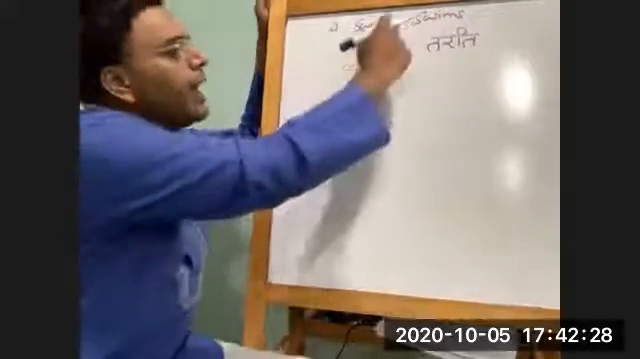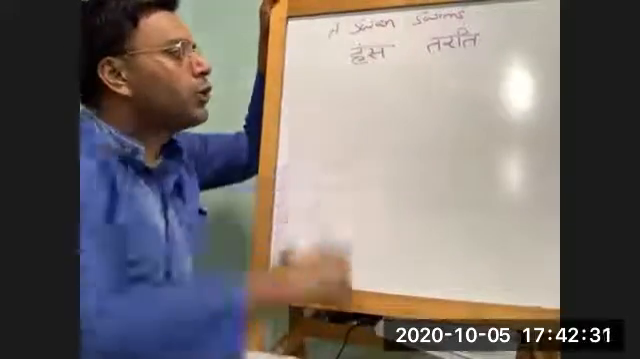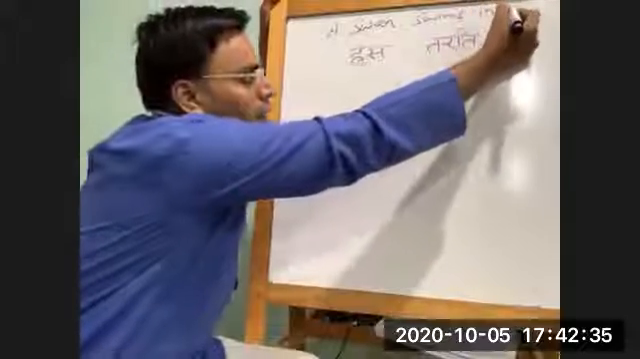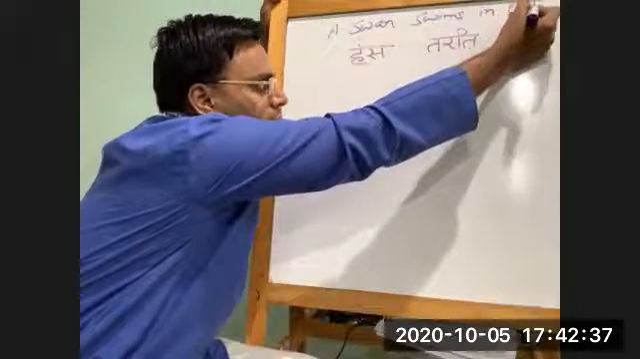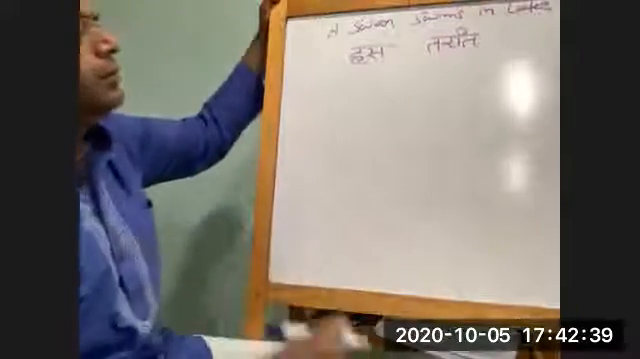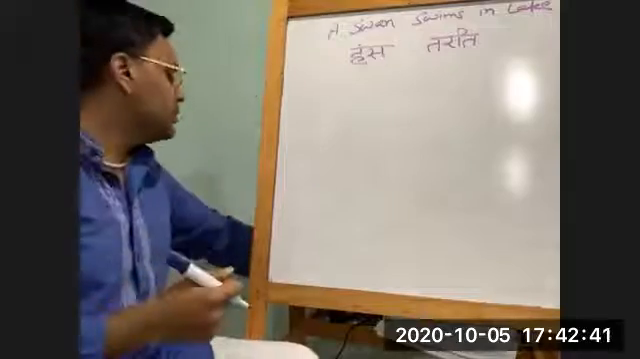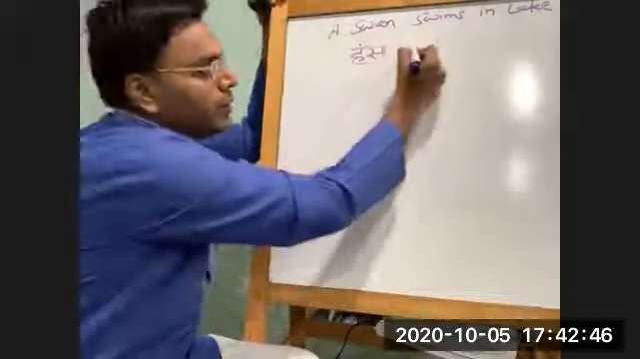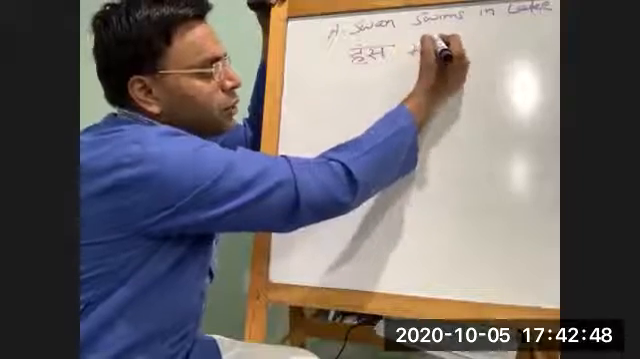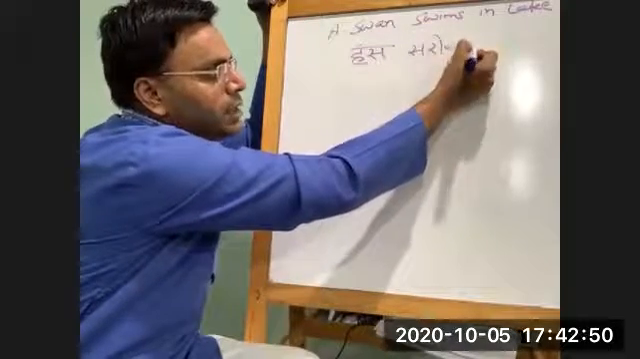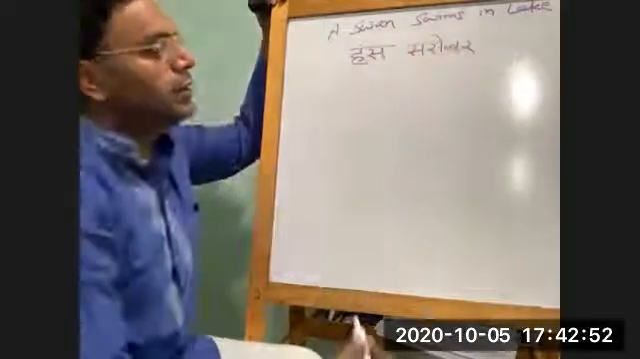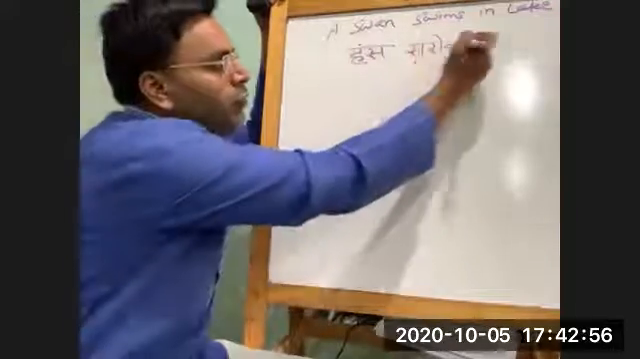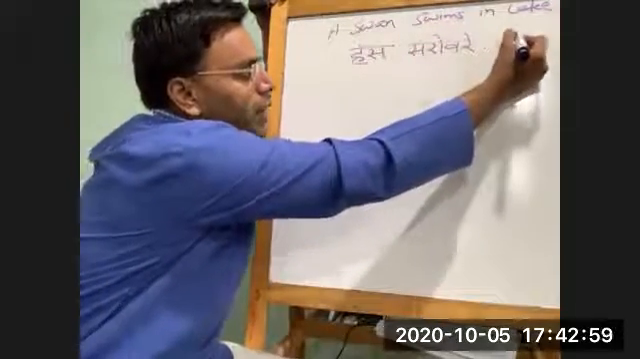And if you want to add where he swims, if you want to add a swan swims in a lake. Okay, so hamsah sarovare tarati. So lake is called sarovar, right? Small pond or lake. So hamsah sarovare tarati.